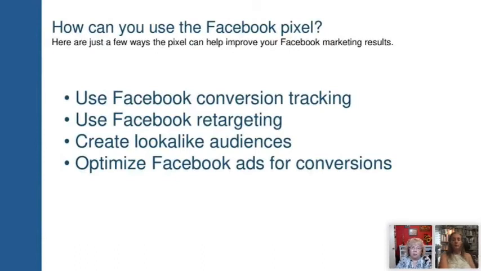So now we're going to move on to the Facebook Pixel and how you can use it. You can use it as a tracking conversion. You can use Facebook for retargeting. You can create lookalike audiences, or you can optimize your Facebook ads for conversions. So once you've created and installed that pixel, you can get different information and use it differently. Just like Google Analytics, you had all this information you can get. Facebook uses that pixel across its platform for different pieces.